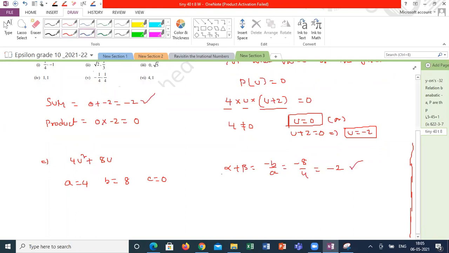My product, alpha into beta, is equal to c by a. That will be equal to 0 by 4, because it is 4u square plus 8u plus 0. Then it is the standard form of a quadratic expression where my constant is 0. So 0 by anything should be 0, other than infinity or 0. So alpha into beta is 0. The product is also verified here. Is it clear, guys? Yes, sir.